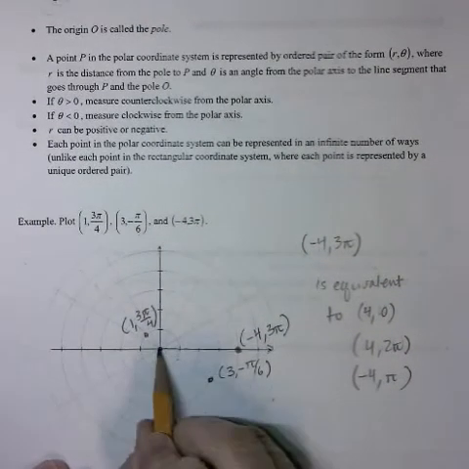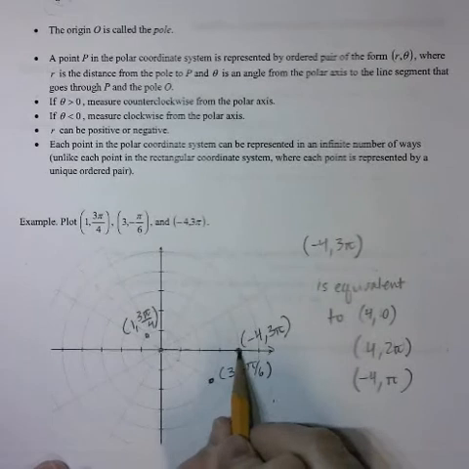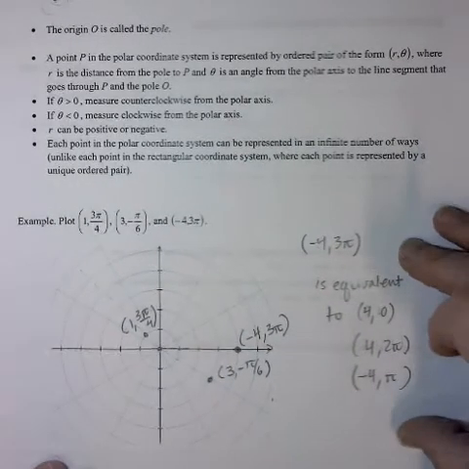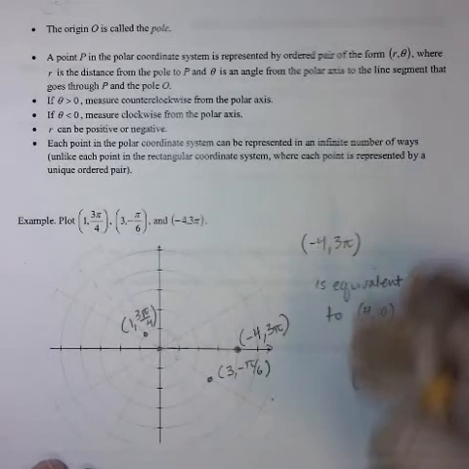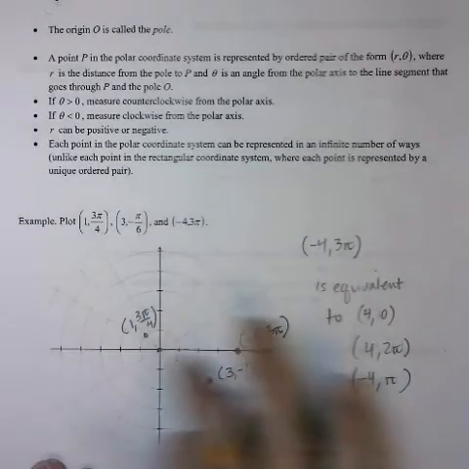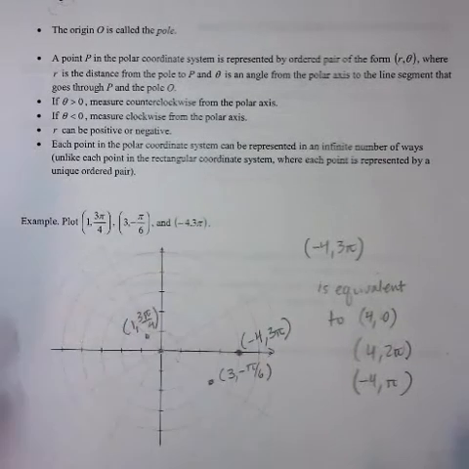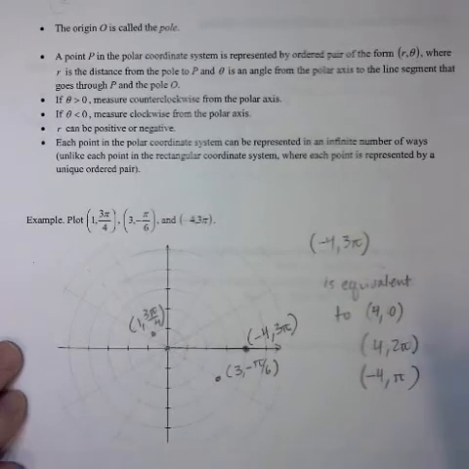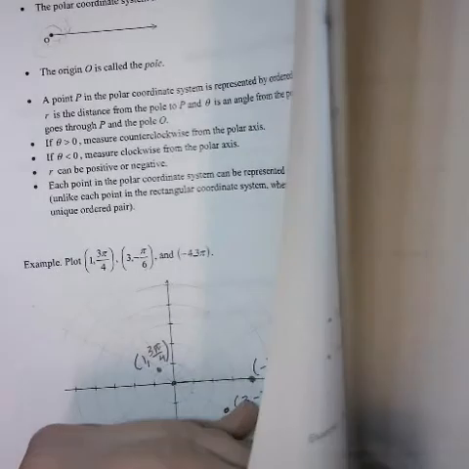Or 0 and then count out 4. So this is why there's an infinite number of ways to represent the point, because you can keep circling around and either go 4 or negative 4 depending on whether you have an odd or an even multiple of pi. And you could show that with any of these points. Okay, so let's look at the next page.